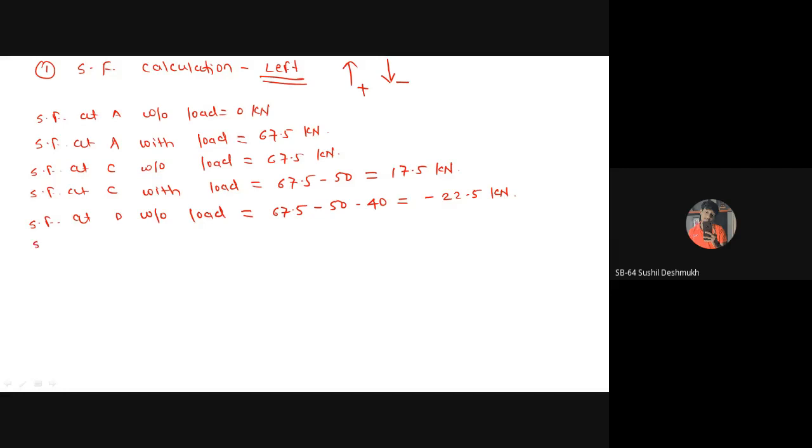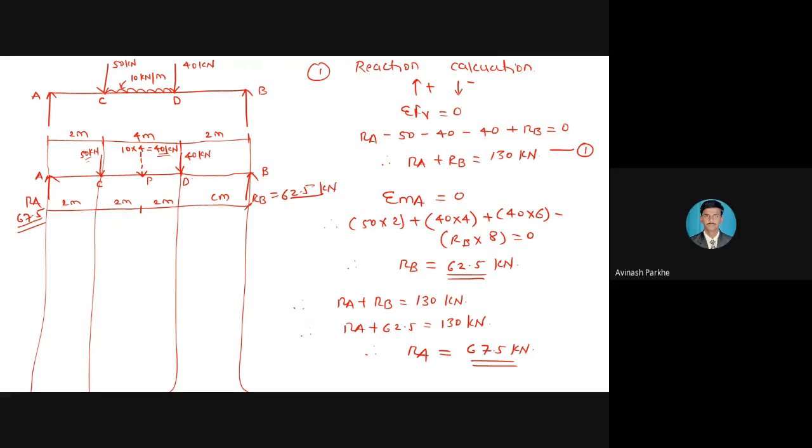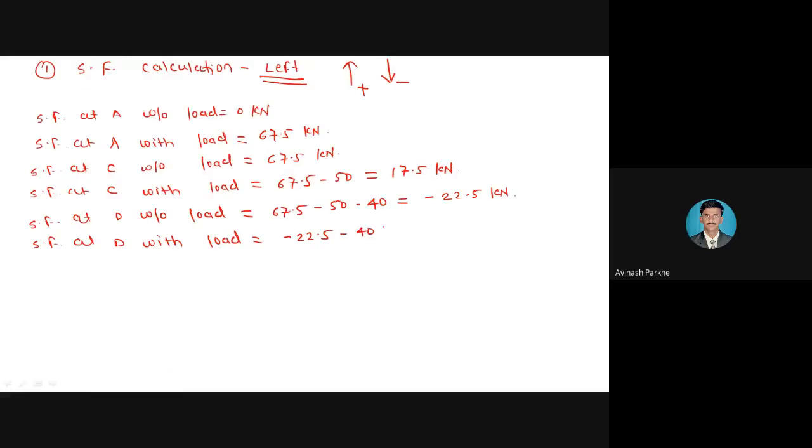Then shear force at D with load. Without load, we have already calculated minus 22.5. With load means we have to consider the effect of that point load also. How much point load is applied at point D? 40 kilonewton. So minus 62.5 kilonewton. It is moving downward, therefore minus 40.